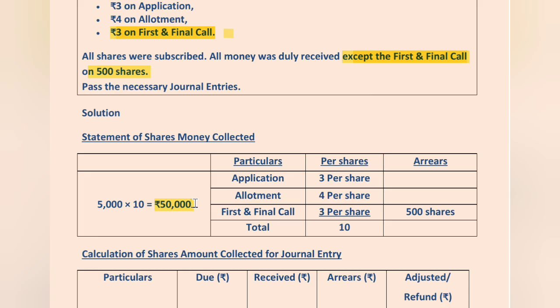Now 3 on application, 4 on allotment, and 3 on first and final call. In that way, they collect the full 10 rupees. But at the time of first and final call, how many shares were not collected? 500 shareholders did not pay the money. So that is why it is called arrears.